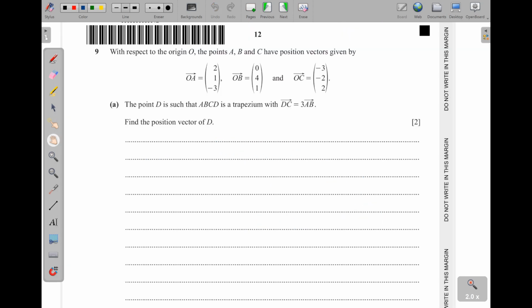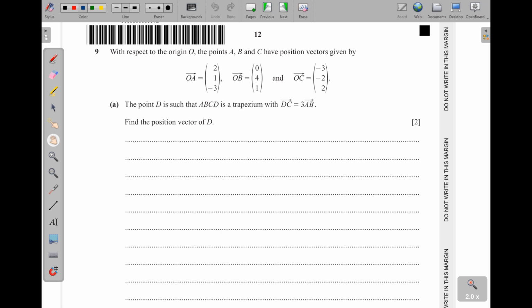Question 9 is from vectors. With respect to the origin O, the points A, B, and C have position vectors given by OA which is (2, 1, -3), OB is (0, 4, 1), and then OC is (-2, -3, -2). Part A, the point D is such that ABCD is a trapezium with vector DC equal to 3 times vector AB. Find the position vector of D.